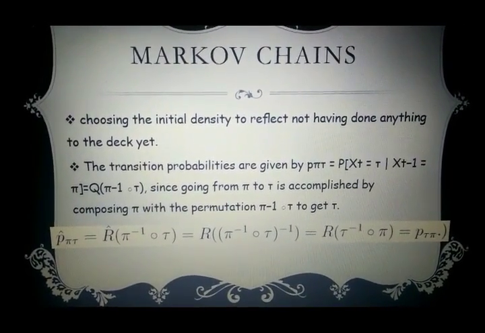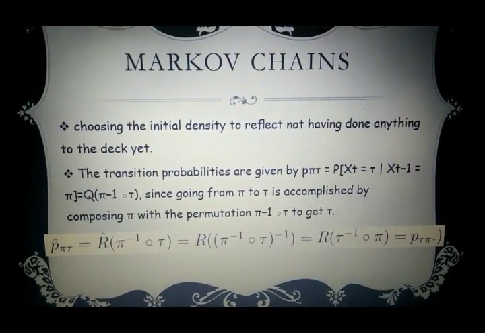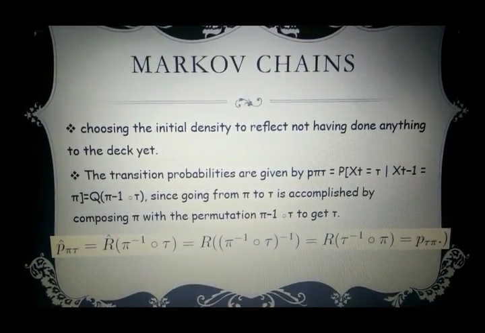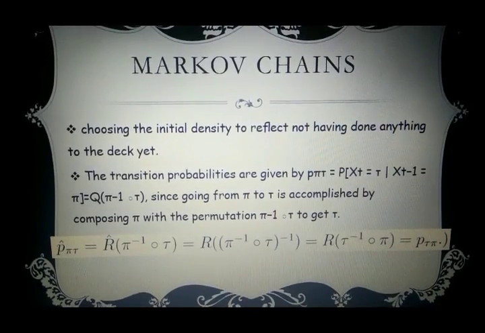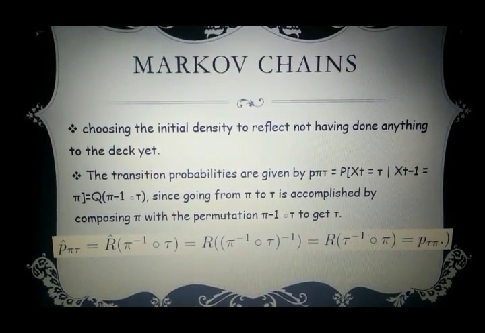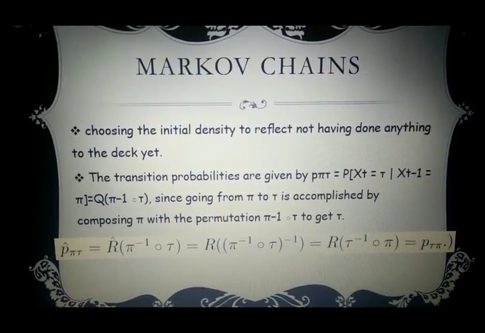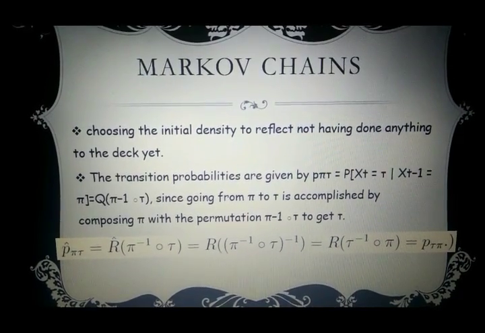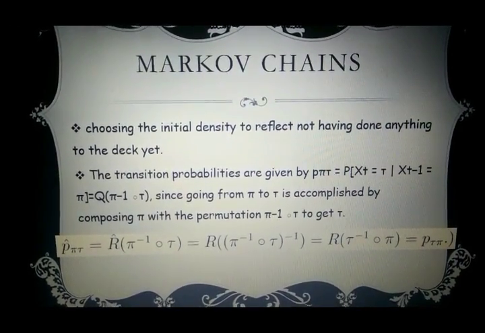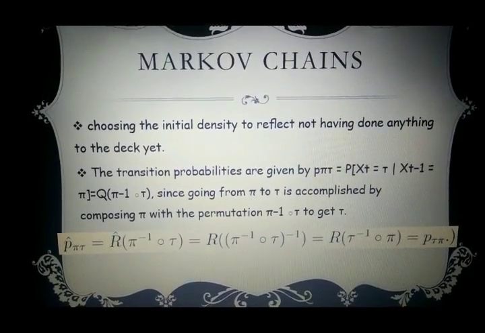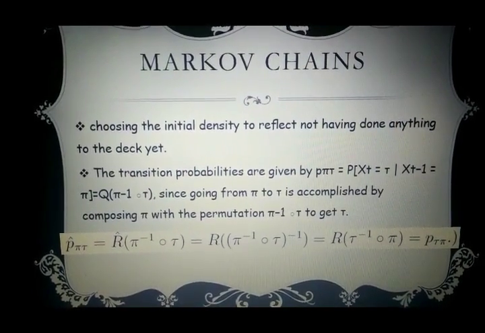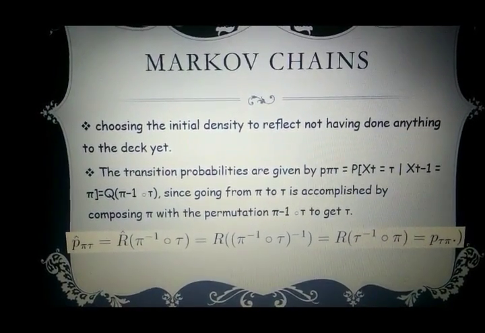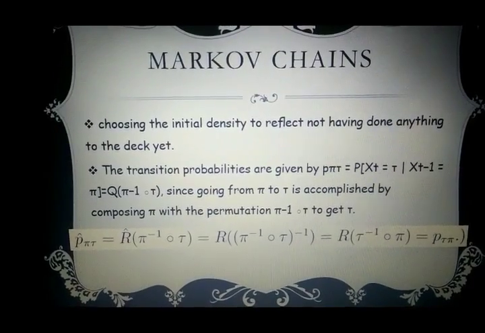So we can apply these concepts to shuffling. The transition probability p pi of tau is the transition probability. If we have two permutations pi and tau, and we apply these permutations to the deck of cards, we obtain a particular order of shuffled cards. So we can find the probability of going from one shuffled order to a different shuffled order, obtained by pi and tau, by using the formula.